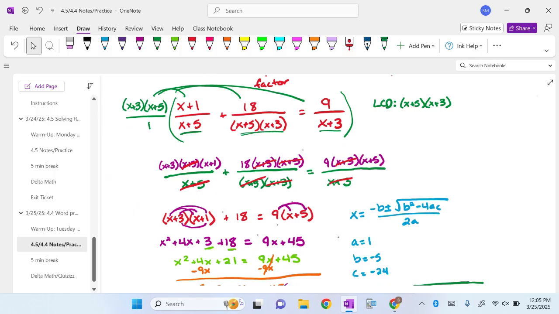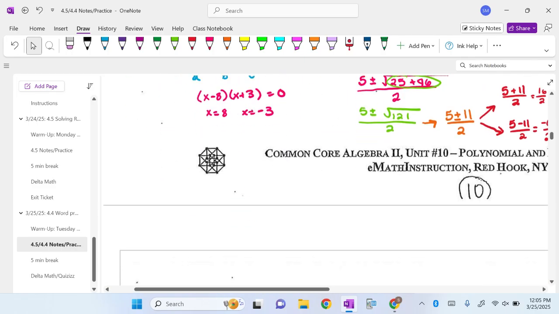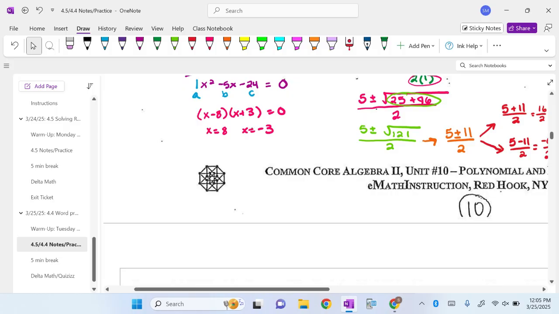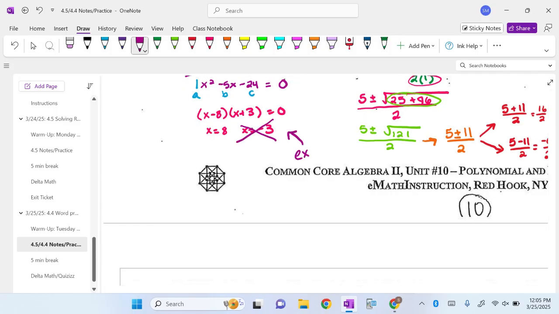What about negative 3? What's negative 3 plus 5? 2. What's negative 3 plus 3? 0. What's 0 times anything? 0. And then right here, still gets 0. So since x plus 3 gives us 0, it's an extraneous solution, so it's not one of our solutions. So our true answer is x is equal to 8. That's the only viable solution.